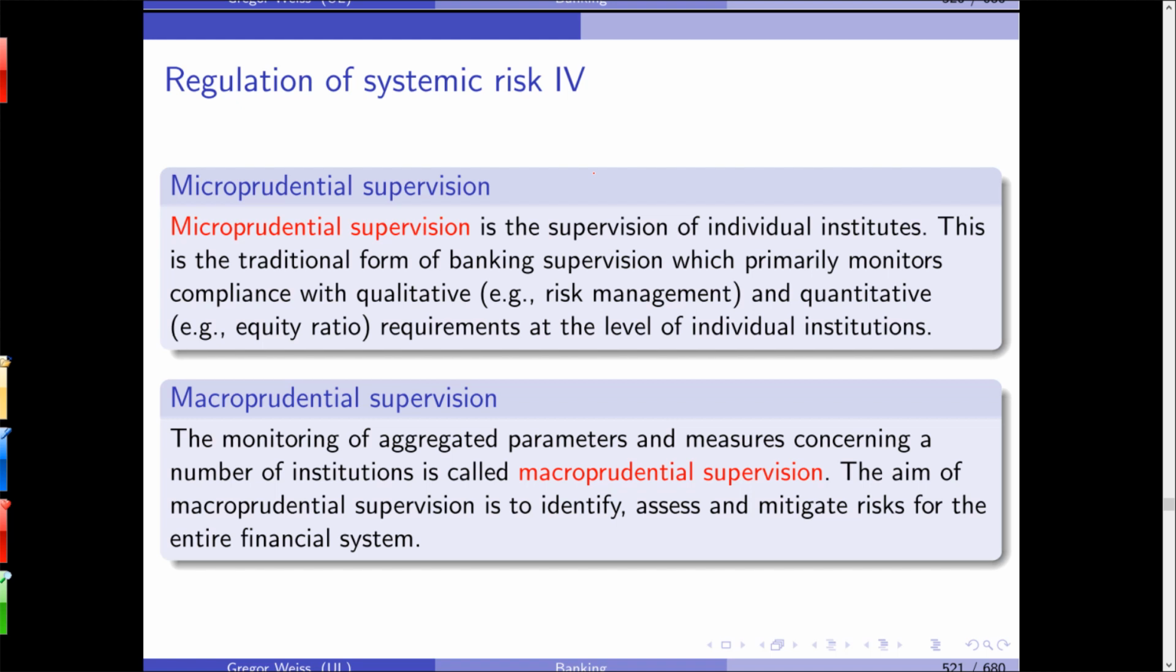Test question: who does micro-prudential supervision in Germany? Who does macro-prudential supervision? In theory, everyone: BaFin, Bundesbank, and European Central Bank. Who does it in practice? Micro-prudential supervision is done by Deutsche Bundesbank's local offices. Here, Leipzig. They do micro-prudential supervision. They look at the bank's balance sheet. The data is transferred, and the results are also transferred to Bundesbank's central headquarters in Frankfurt.